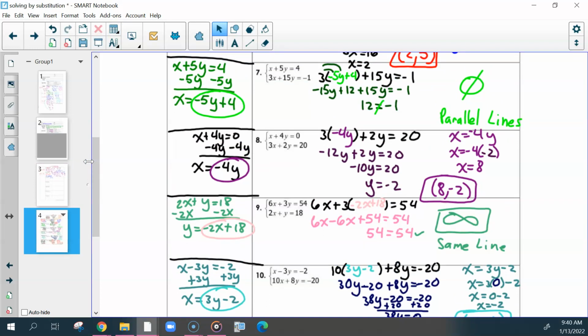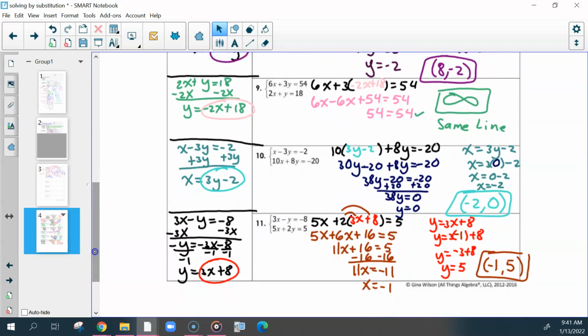If you have questions about how it was solved, we can go over that in a second. I'm just going to talk through the answers first. For number 7, there would have been no solution because they would have ended up being parallel lines. Number 8, the solution was 8, negative 2. 9, the solution was infinitely many solutions. 10 was negative 2, 0. And 11 was negative 1, 5. Do we have questions on any of those?